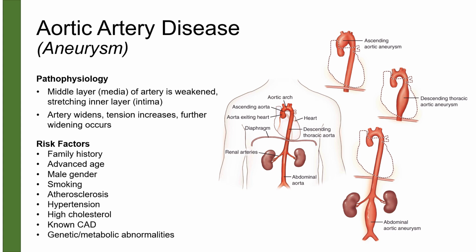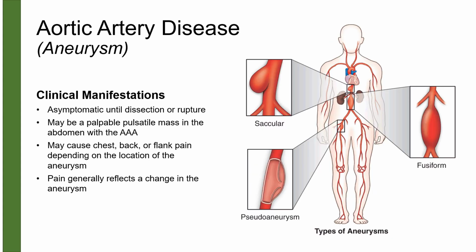So the pathophys of this, and this is an aneurysm. The middle layer of the artery is weakened, and there is stretching of the inner layer. The artery widens, there's a lot of tension in there, and it gets really thin, and it kind of starts to bulge. So risk factors: family history, being older, male gender, smoking, if you have atherosclerosis, hypertension, high cholesterol, if you already have coronary artery disease, and some genetic predisposition can also lead to aortic artery disease.